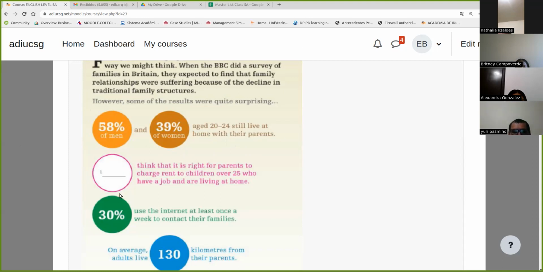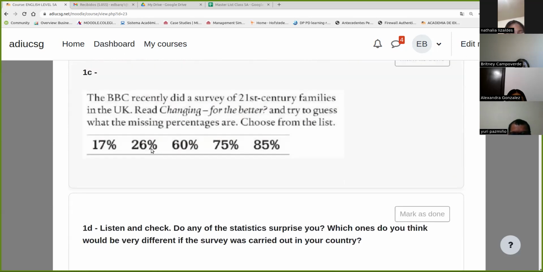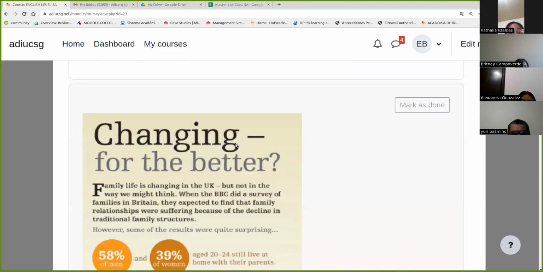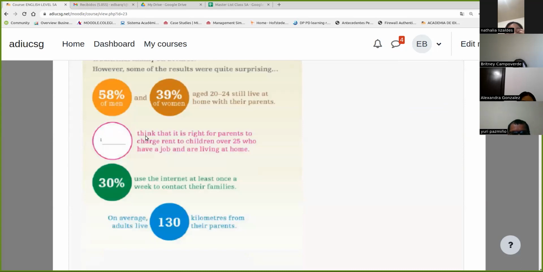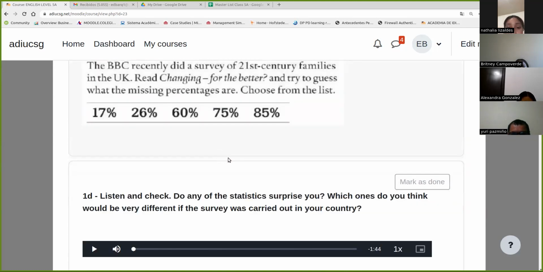Now, you must guess the number here. What percentage from this 17, 26, 60, 75, or 85, which one do you think is the percentage of parents who think that they must charge rent to children over 25 years old who have a job but are still living at home? What do you think is the number?